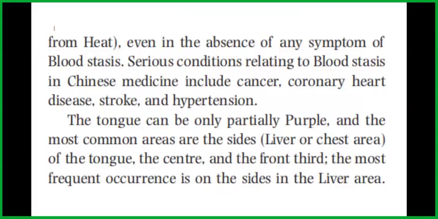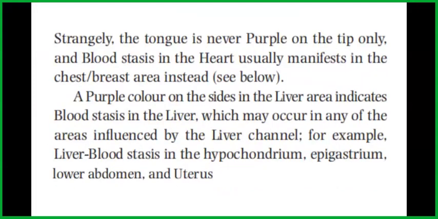hypertension. The tongue can be only partially purple, and the most common areas are the sides, the liver or chest area of the tongue, and the center and the front third. The most frequent occurrence is on the sides in the liver area. Strangely, the tongue is never purple on the tip only, and blood stasis in the heart usually manifests in the chest or breast area instead.